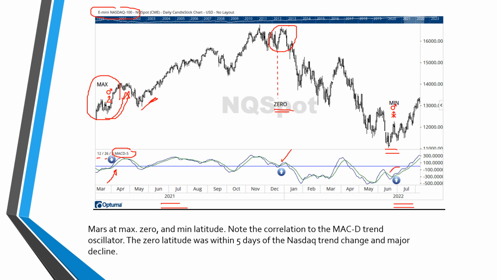The MACD is telling you the trend is changing. What else is going on? Well, here you go. Mars is at one of its minimum latitude positions. So there's the correlation that seemingly exists. Now, Mars is not a real fast mover, and so you're not going to get a lot of these mins and maxes and zeros every month. But for the ones that I've been able to see and plot on the chart, the market does respond. Human emotion does change.